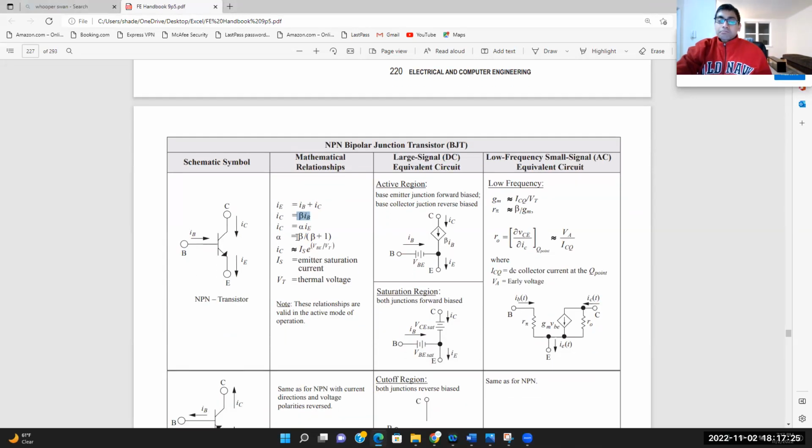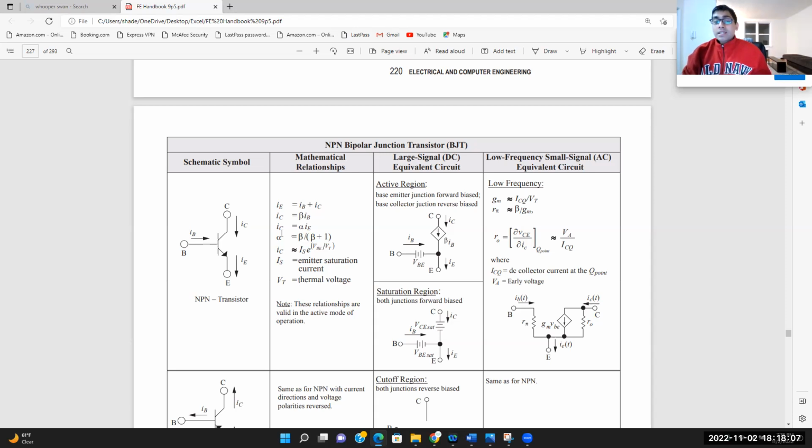However, if you want an exact and precise value, you can multiply it by a factor of alpha. If you're wondering, alpha can be derived from beta itself: beta divided by beta plus 1 gives you alpha. That's how you can figure out your alpha. You can either assume IC is very close to IE and you won't be too far off from the real value, but if you want a precise value, that's the factor by which it needs to be multiplied to get an exact value.